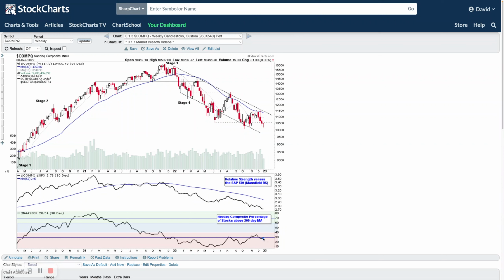So until the percentage of stocks here starts to move back above this 40% level quite more convincingly, and we start to get a move back above this 11,500 kind of area, then that would potentially start to show more of an attempt at stage 1, and it could potentially quickly move into stage 2 at that point, but we're not there yet.